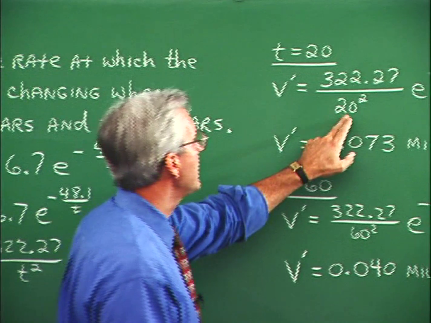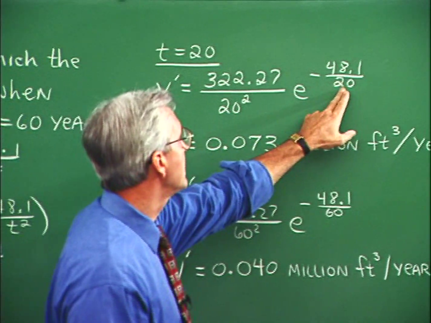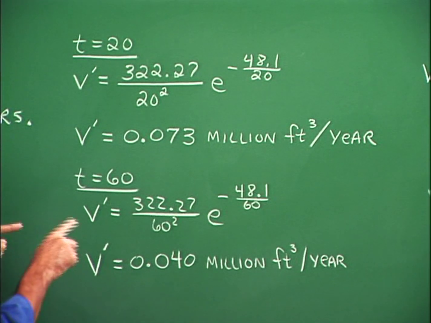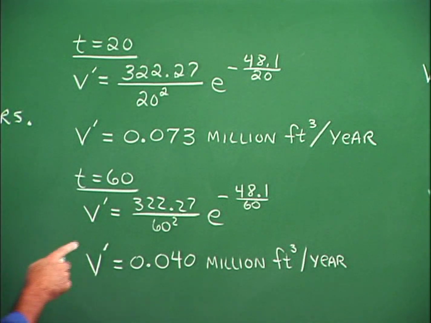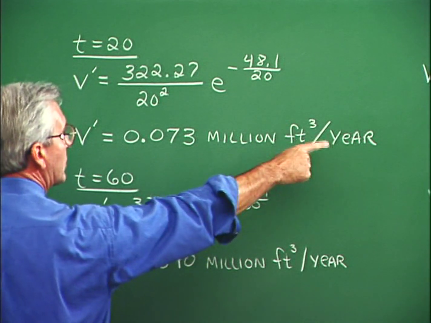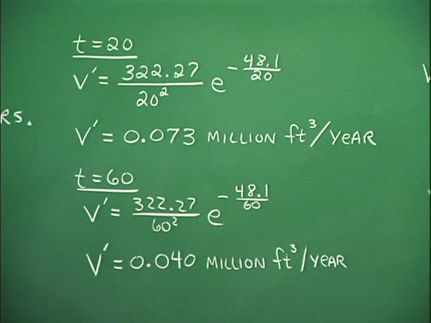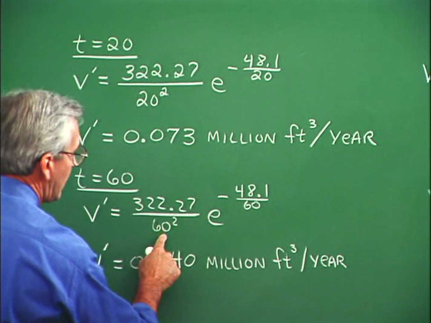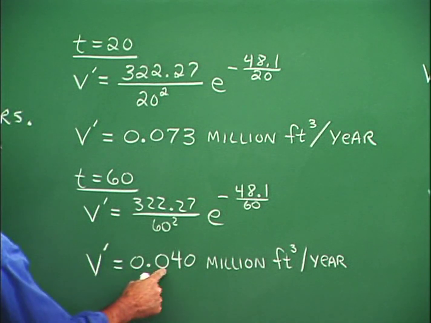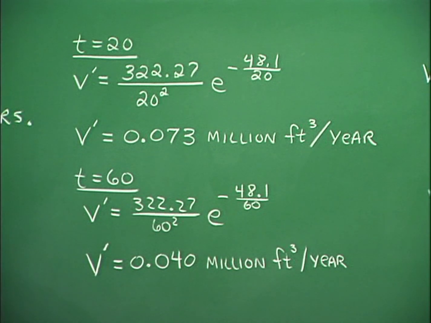I've replaced the t that was here with 20 and the t that's here with 20, and then punching the calculator, I find that the rate of change after 20 years is 0.073 million cubic feet per year. That's the rate of change at that point. After 60 years, the rate of change turns out to be, now notice the 60 in the two positions for t, 0.040 million cubic feet per year.